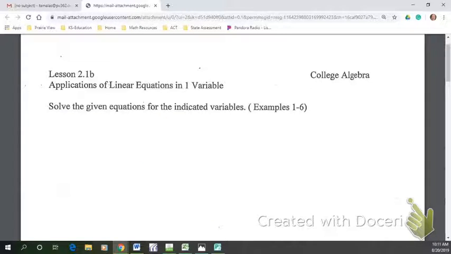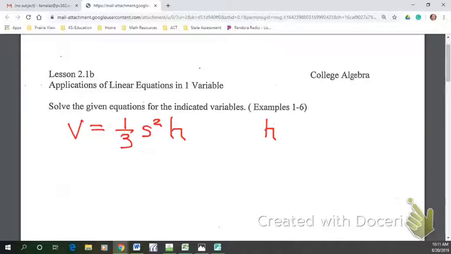Let's say we have V is equal to 1/3 S squared H. And they want you to solve it for H. How could I solve that for H? Start by multiplying by 3 and getting rid of the fractions, right? I would definitely do that.